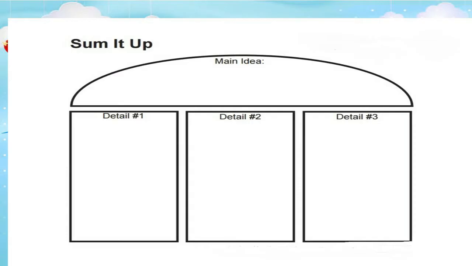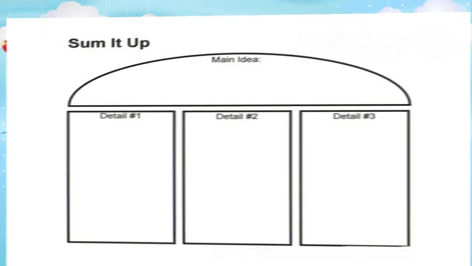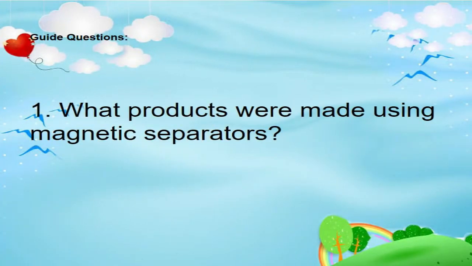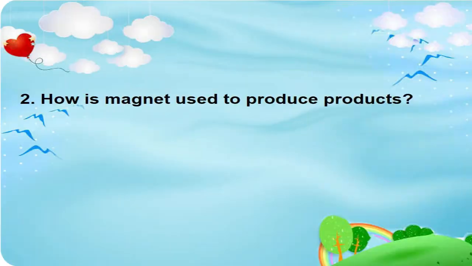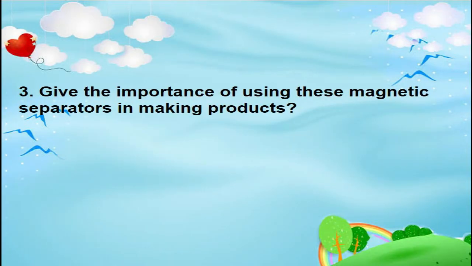In your activity notebook or answer sheet, complete the graphic organizer projected on the screen. Now after completing the graphic organizer, please answer the guide questions. Number 1. What products were made using magnetic separators? Number 2. How is magnet used to produce products? Number 3. Give the importance of using these magnetic separators in making products.